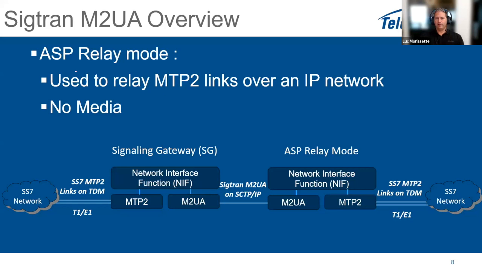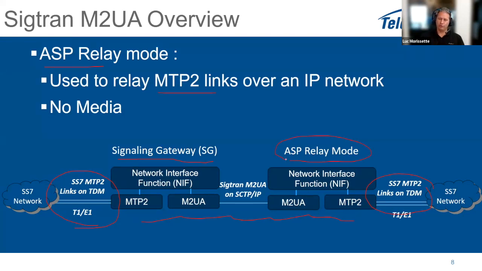The third mode is called the ASP relay mode. And this is used to relay MTP2 links over an IP network. So what you have on the left side is SS7 MTP2 links. And on the right side is other SS7 MTP2 links. But in the middle here, what we do is we send that over IP. One of these elements is a signaling gateway. So that's exactly like the previous slide you saw. But the other side needs to be configured in ASP relay mode.